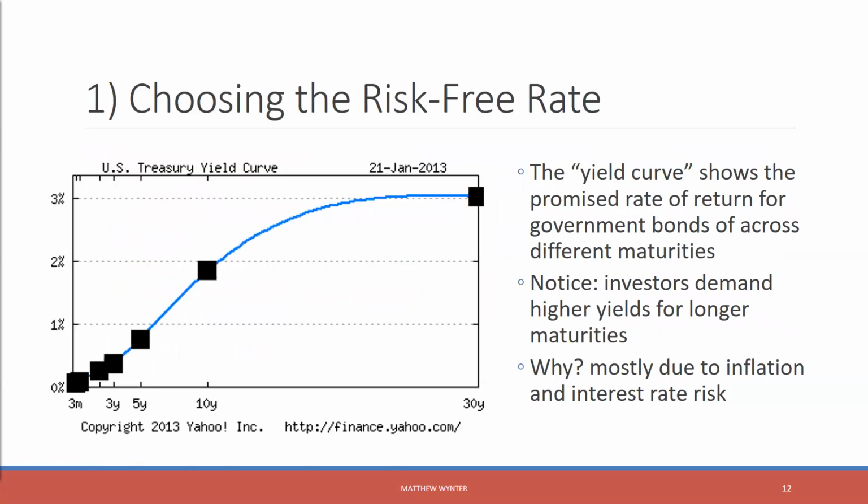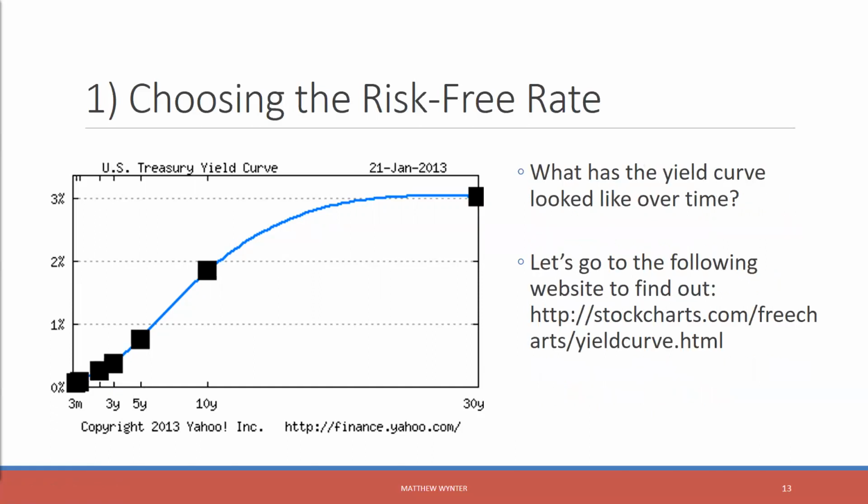So what does that mean? It means that when you look at a yield curve, a yield is the promised rate of return for the government bond. So the yield curve is going to show you how those yields change as you look across maturities. What you'll notice is that for these government bonds that have a really short maturity, they have a smaller yield, and for the ones with a higher maturity, they have a much higher yield. Why? Well, as an investor, as we said, if I'm holding a bond with a really long maturity, I'm going to be worried a lot about inflation risk and a lot about interest rate risk.